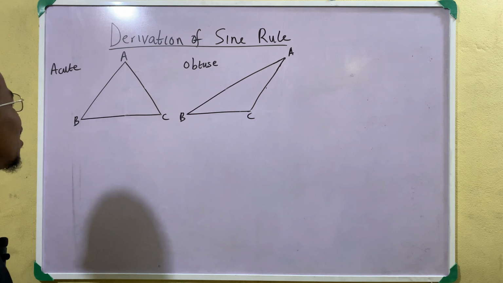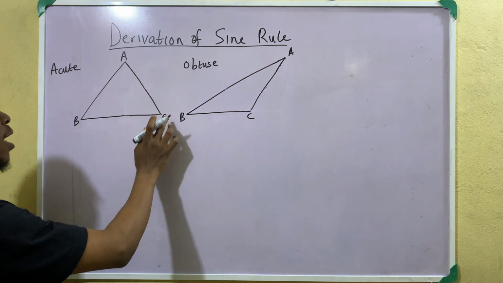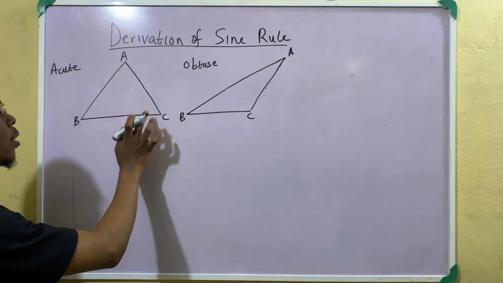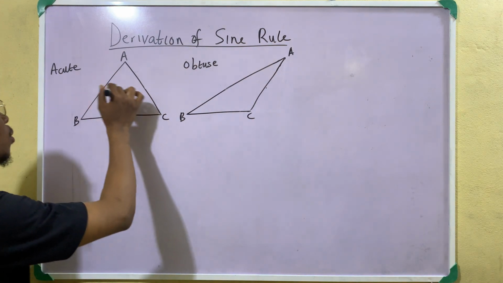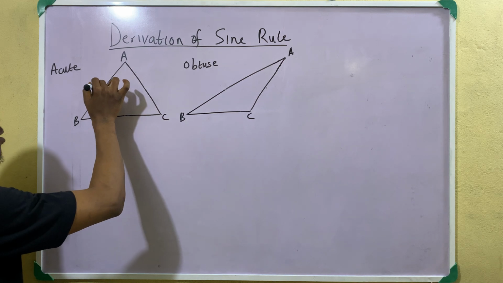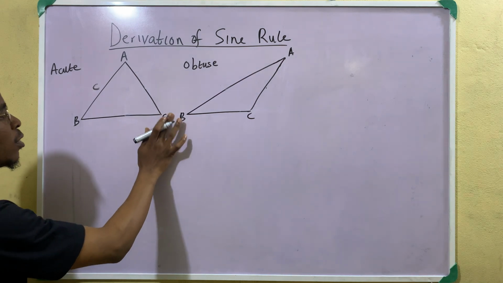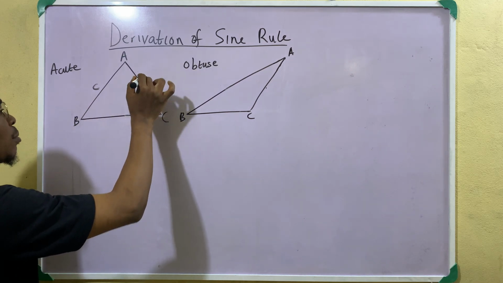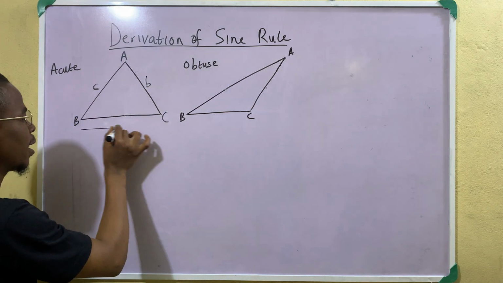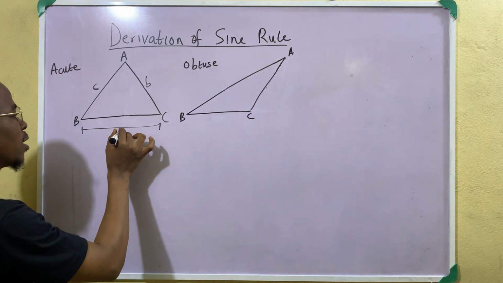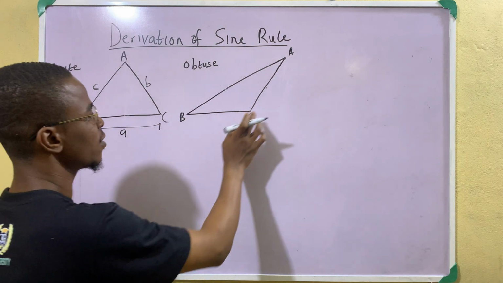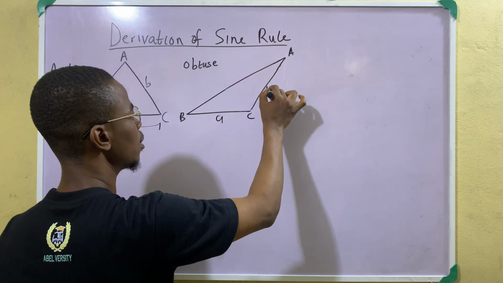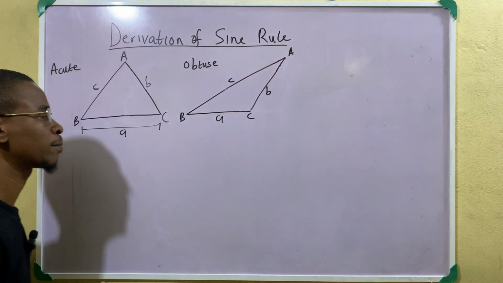So to start, we're going to label the sides. These are the angles, A, B, C. The side opposite C will be labeled with small letter c, the side opposite B, small letter b, and the side opposite A, which is this side here, with small letter a. Same thing here: this is a because it's opposite A, here b, and here c.